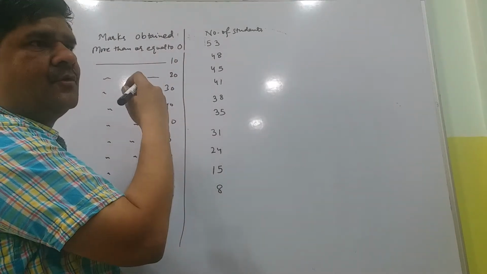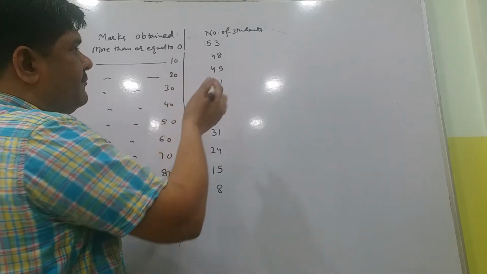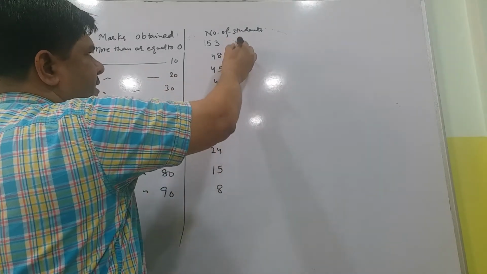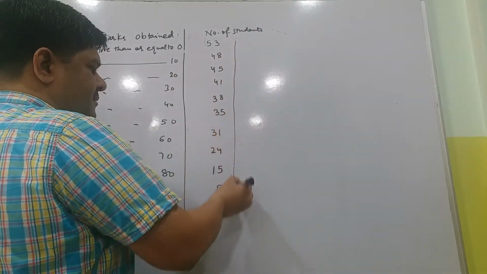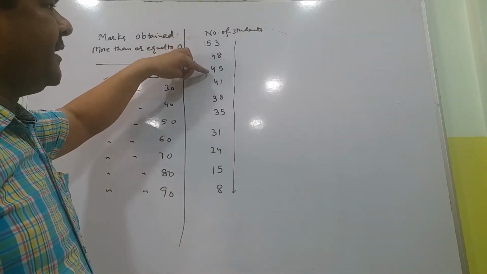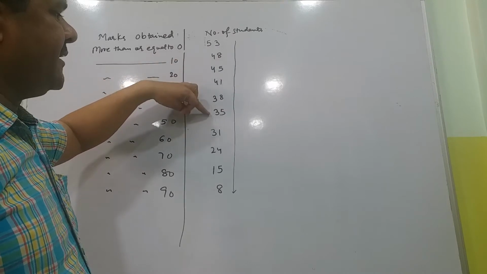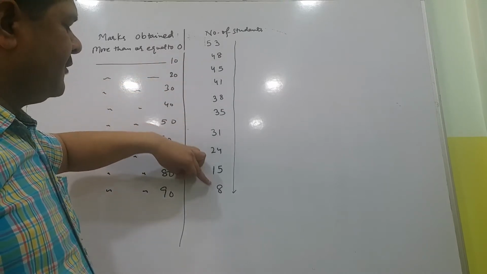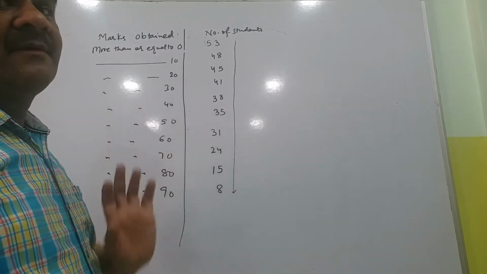There it was written below, here it is written more than or equal to. If you observe here, frequency is decreasing continuously: 53, 48, 45, 41, 38, 35, 31, 24, 8. Ultimately it will become 0.